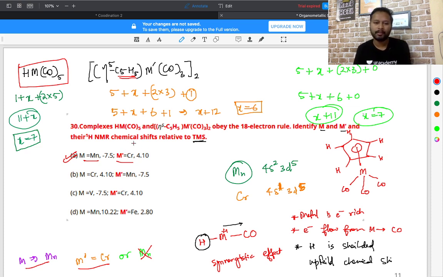Okay, clear? So this is how NMR is being mixed with all these terms, with the 18 electron rule, with your organometallic compound. You should be aware of this, and you should be good enough to solve these questions.